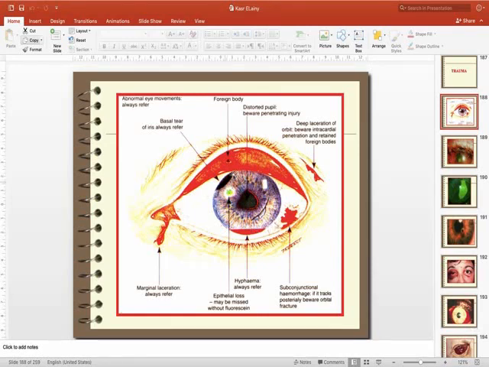Hyphema, iridodialysis. We talked about iridodialysis in previous videos. And the D-shaped pupil, foreign bodies or ulcers or abrasion in the cornea, we're going to talk about that. And corneal lacerations and prolapse of intraocular structures. And you have to examine the eye movement as well, because there might be some limited ocular motility, either of paralytic or restrictive cause. So let's take the first slide.